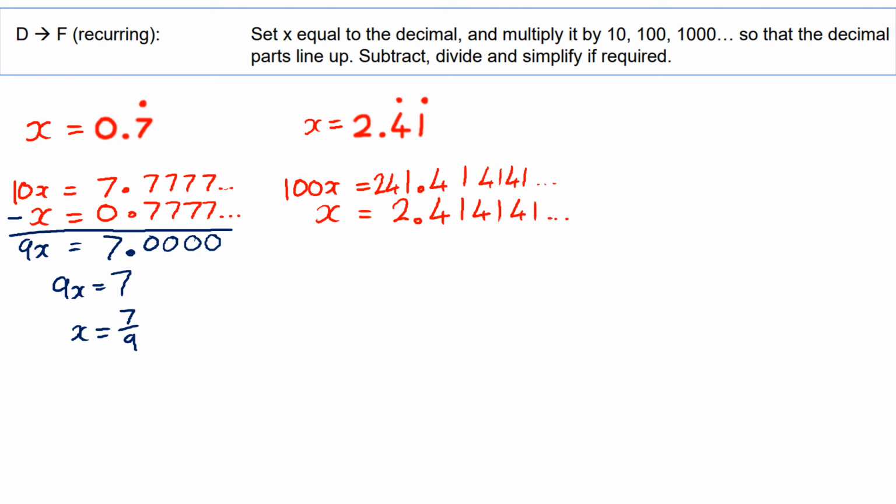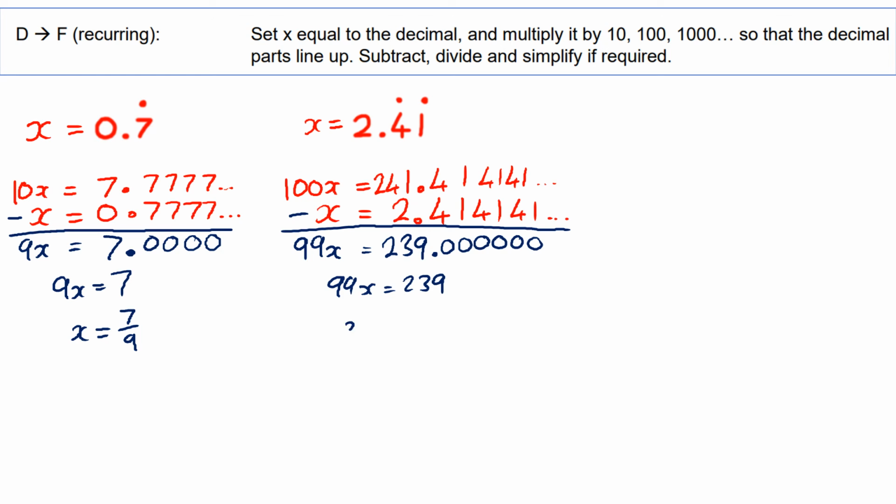241.414141... Then we can go ahead and do our subtraction. That will give us 99x this time. And what will it give us on the other side? It will give us 241 take away 2. That's 239 and then everything else would go to 0, wouldn't it? Yeah. So we'll end up with 99x is equal to 239. x is 239 over 99.